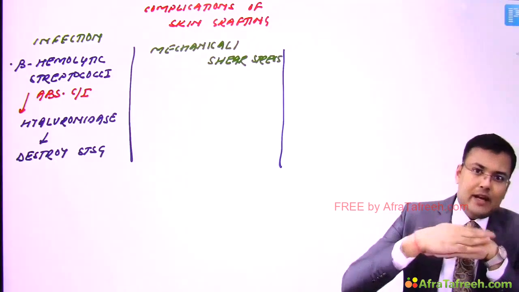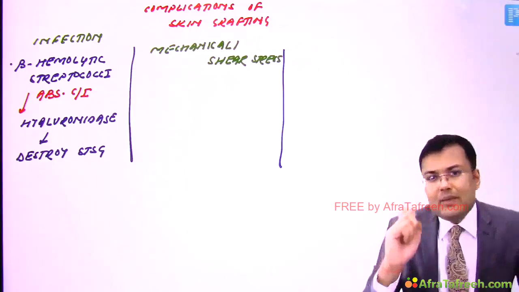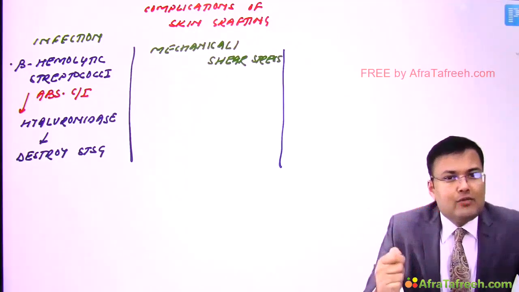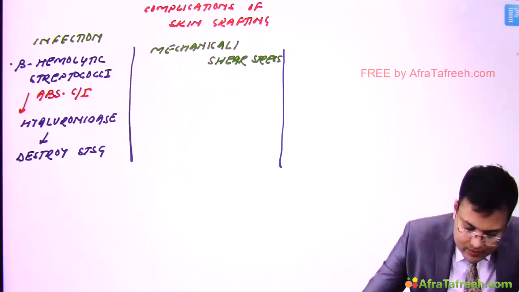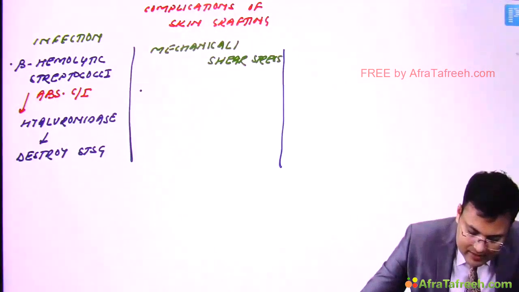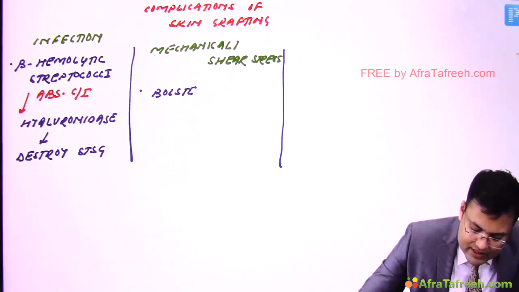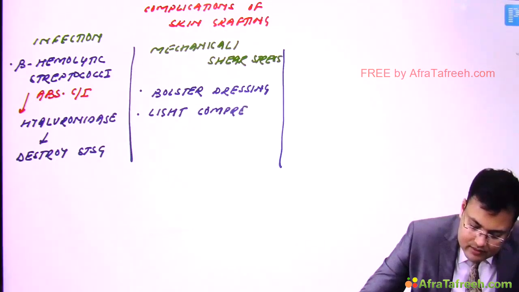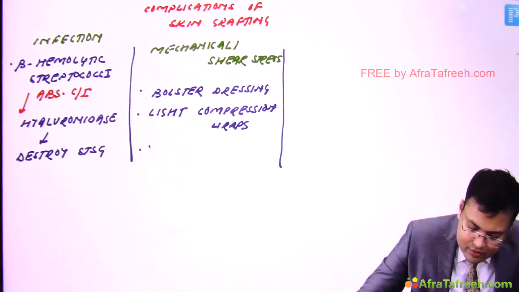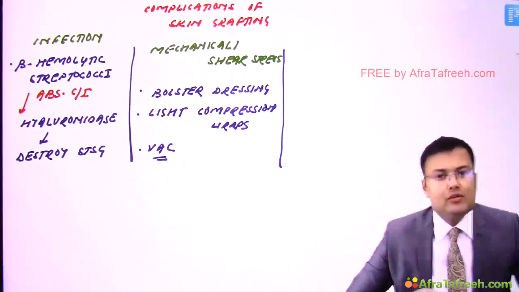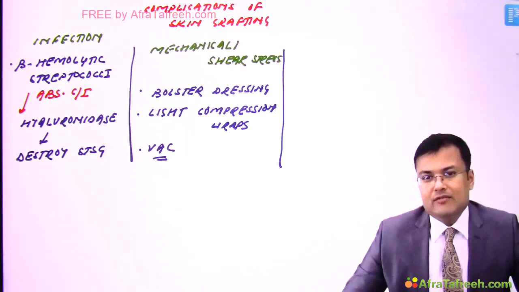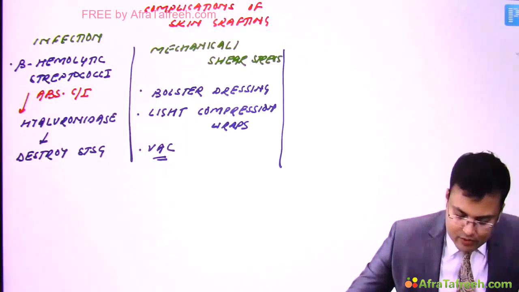So when the graft is applied, we are going to apply a big bulky dressing. We are using vacuum assisted closure devices. So how can we prevent it? It can be prevented by bolster dressing, by use of light compression wraps, or we can use vacuum assisted closure devices. Clear?